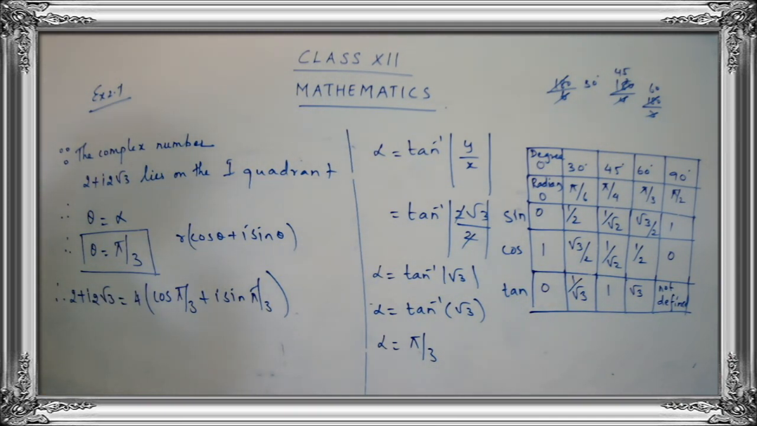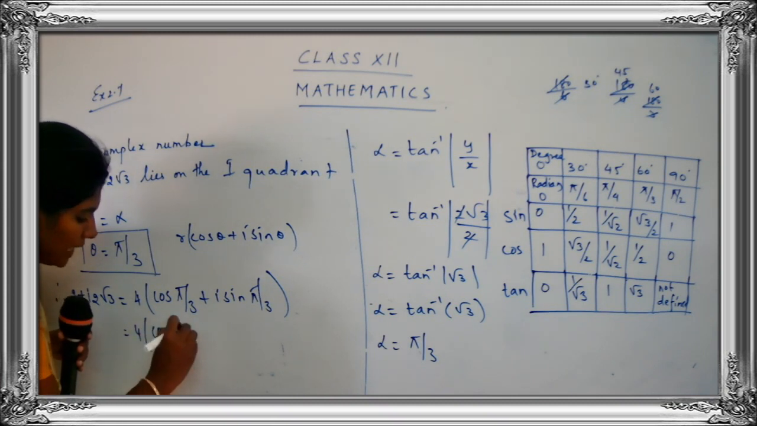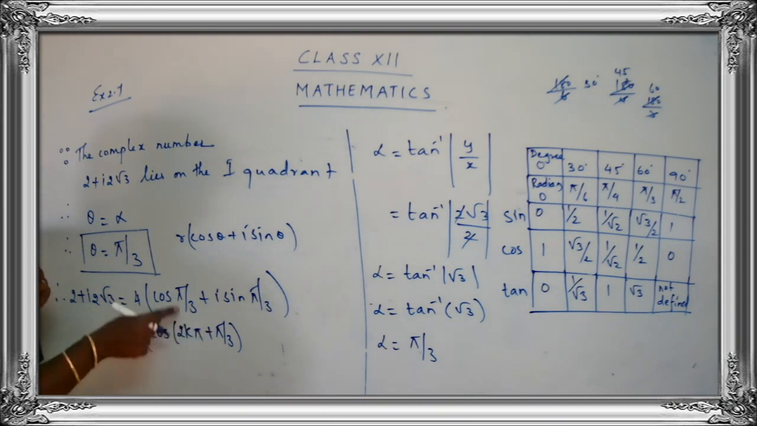You can write this down as cos of 2k pi plus theta, yes, 2k pi plus theta, plus i sin of 2k pi plus theta. So what are you going to do? You are going to add 2k pi. That's all. Actually, this is the answer. This is a polar form. This is the correct answer, but along with this you are going to write down the alternate form. The alternate form is you can write down the polar form in one more way. This is equal to 4 cos of 2k pi plus pi by 3. Are you clear, children? So you are just going to add 2k pi to the theta.